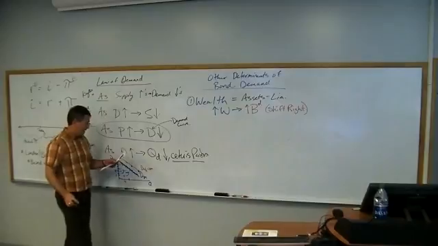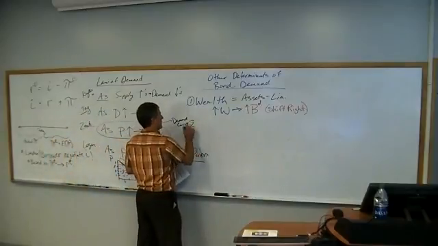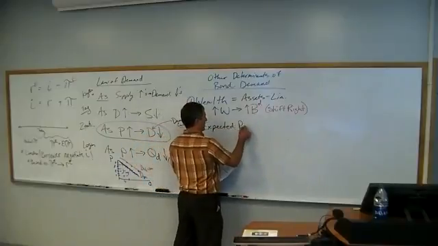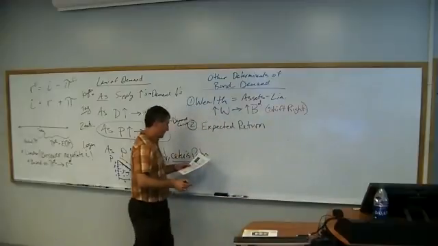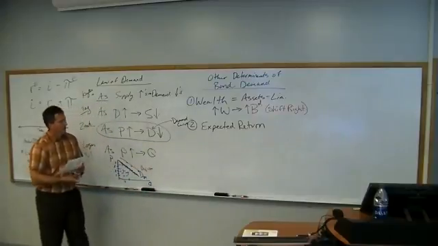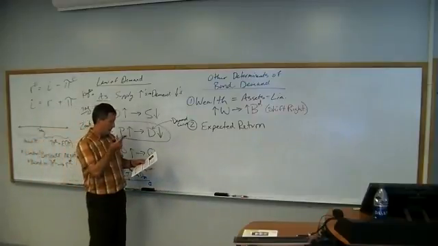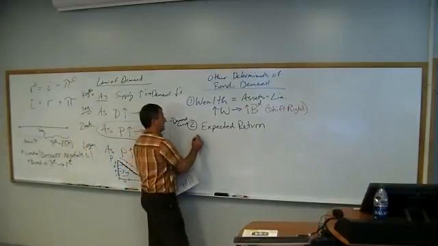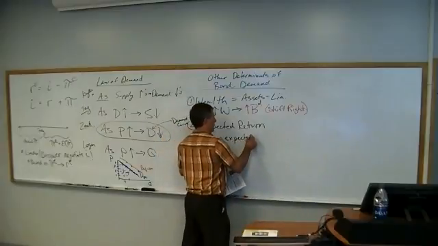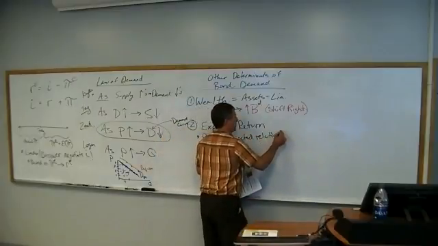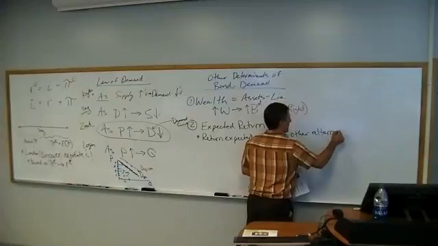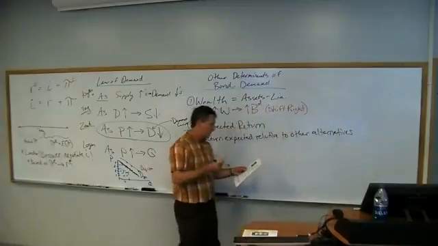All right, number 2. Expected return. This is the return expected relative to other alternatives.